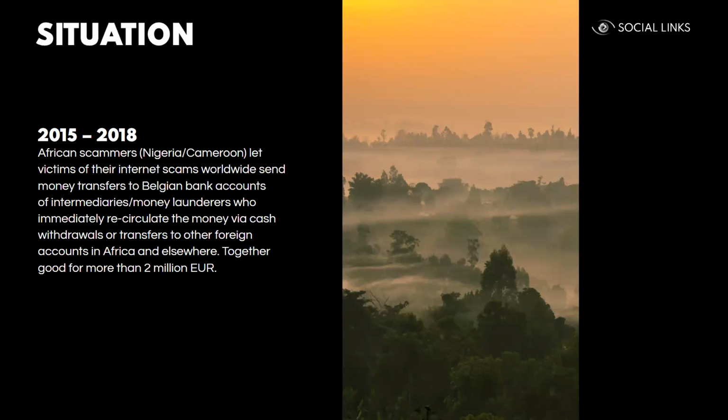The case itself is a real investigation that we did a few years ago, but everything from the names, the photos and profiles that are used in this presentation are fictitious. I had to change all the names and all the profiles. This investigation is about an African gang of scammers who launder their criminal income from internet scams through Belgian bank accounts. This gang has been active between 2015 and 2018, and in total more than 2 million euros were transferred from Belgian accounts to accounts in Africa and elsewhere in the world.